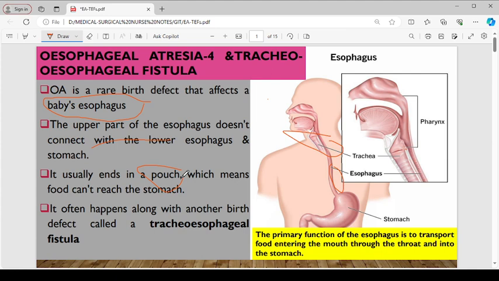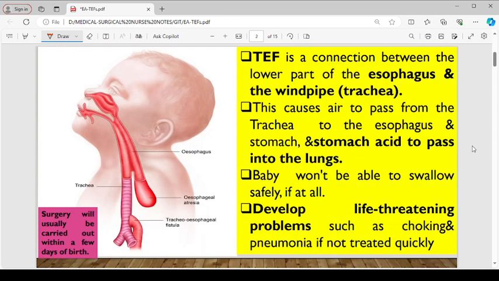Most of the time you find it happening along with the tracheoesophageal fistula. The two conditions will appear in the same patient almost at the same time in most cases. Remember, here we have the esophagus and we can see its relationship with the trachea, or the windpipe. This tracheoesophageal fistula causes a connection between the lower part of the esophagus and the trachea.